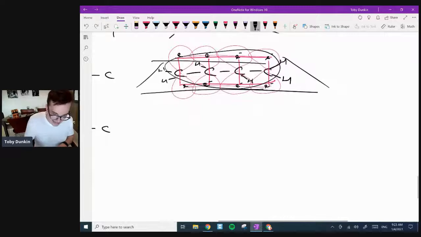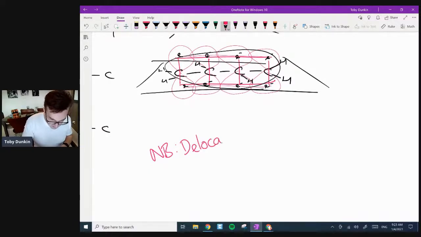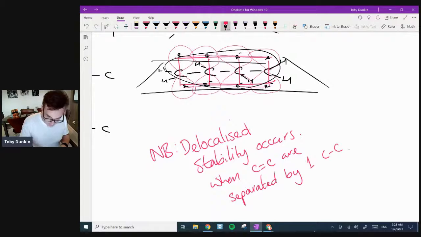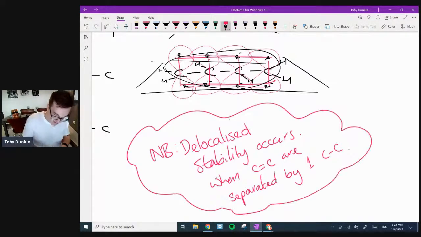Nota bene at this point: delocalized stability occurs when CC double bonds are separated by one carbon-carbon single bond. And you get delocalized stability.